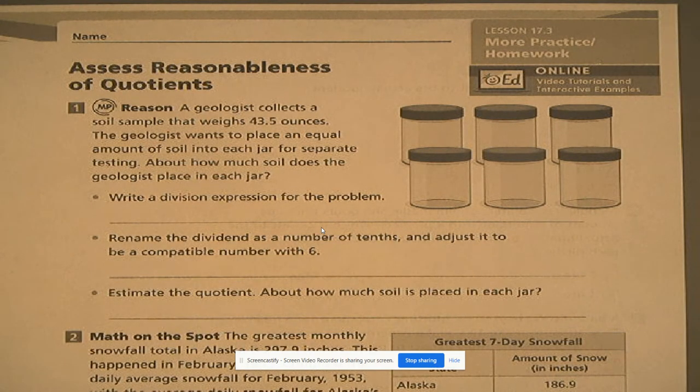Okay, estimation. Why in the world do we have you estimate? Is it so that we give you more busy work? No, it's so that you can go back.